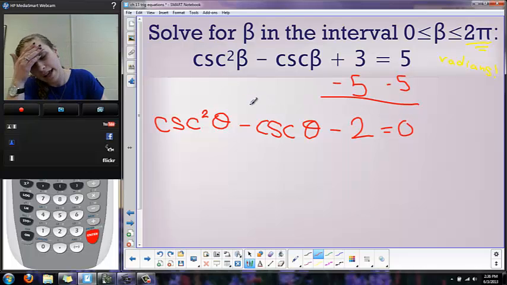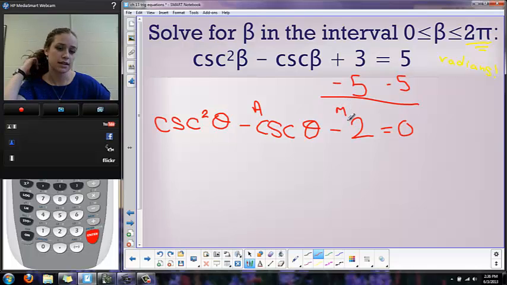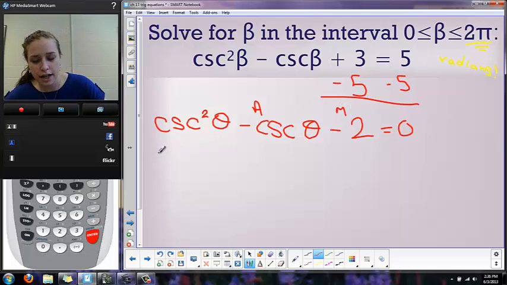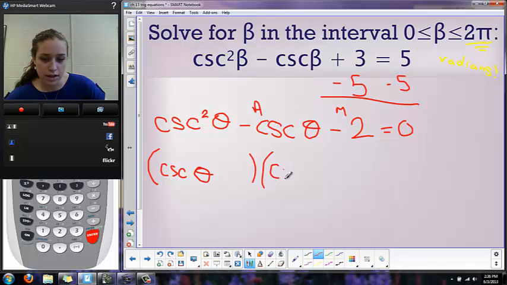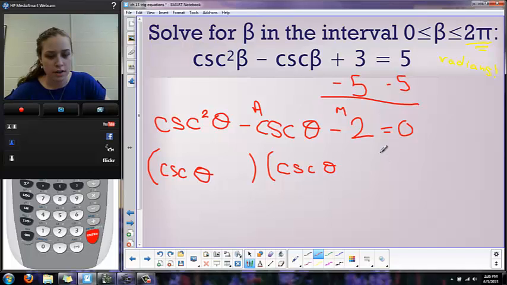Now, can I find two numbers that add up to negative 1 and multiply to negative 2? Yes, I can. So I'm not going to have to use the quadratic formula. I'm going to do cosecant theta plus or minus something times cosecant theta plus or minus something is equal to 0.